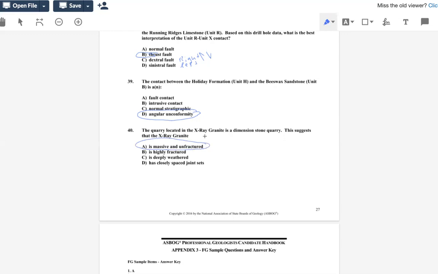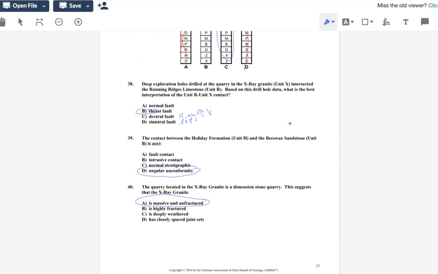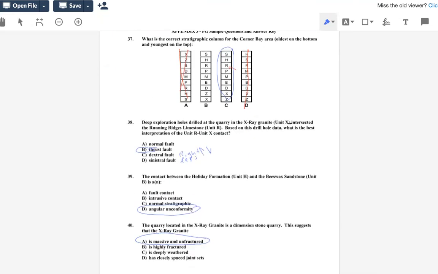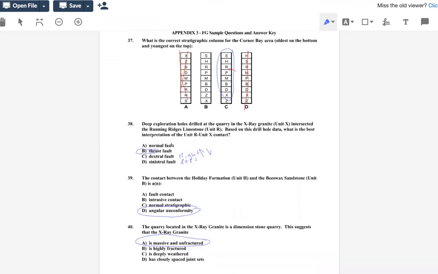All right. Well, I think that wraps up everything. We've gone over every question. So as you're probably aware, the ASBOG exam is actually 140 questions, so you'd have 100 more to go.